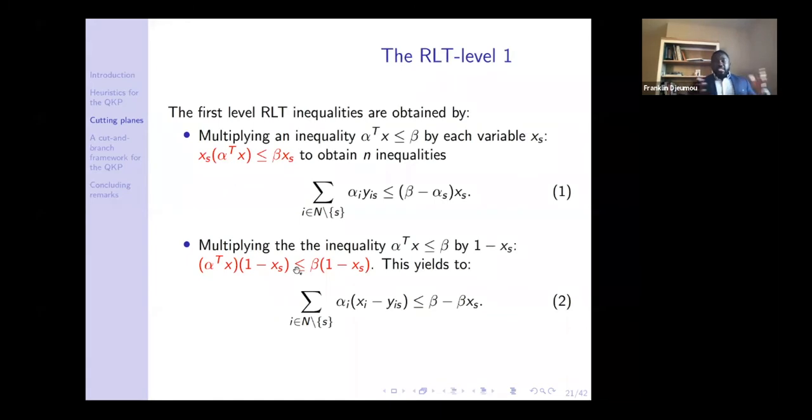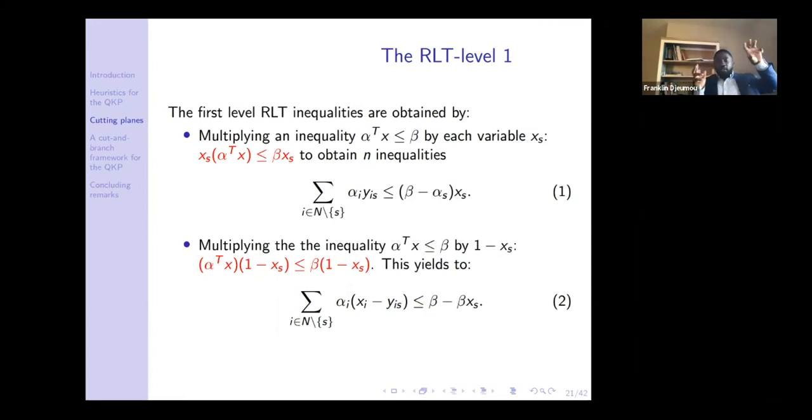In terms of details, for the RLT first level, you take your knapsack inequality and you multiply both sides by one variable. So if you multiply that, on the left-hand side, you have a quadratic term. On the right-hand side, you have a linear term.